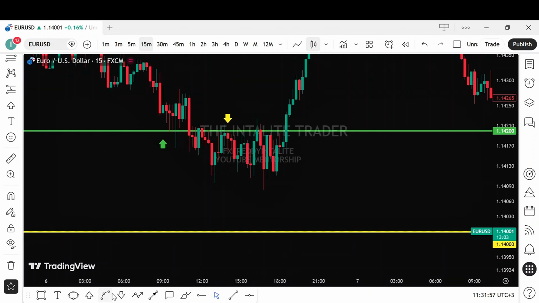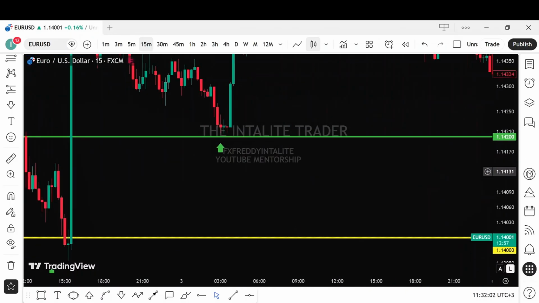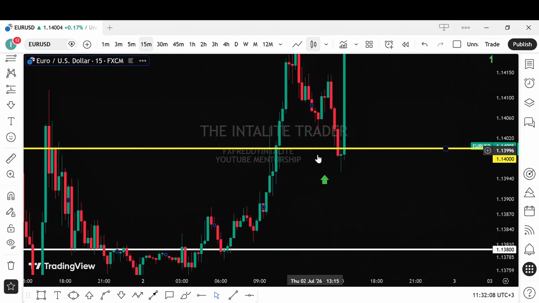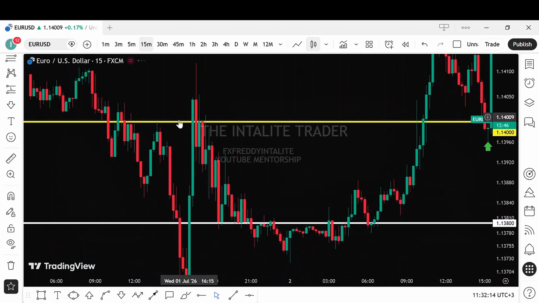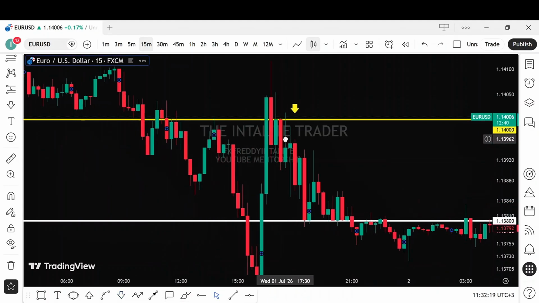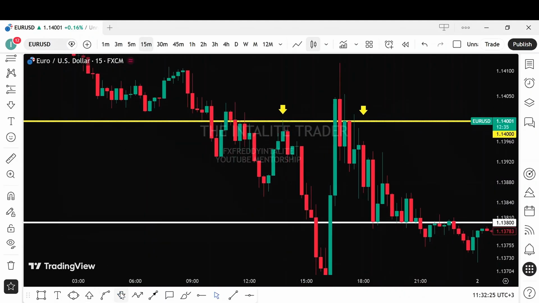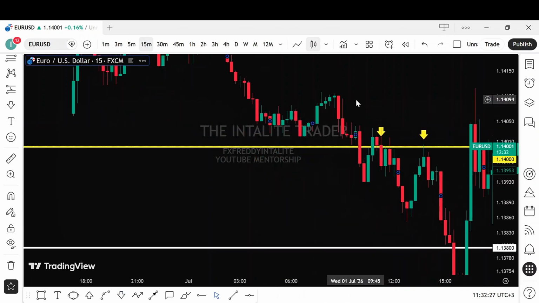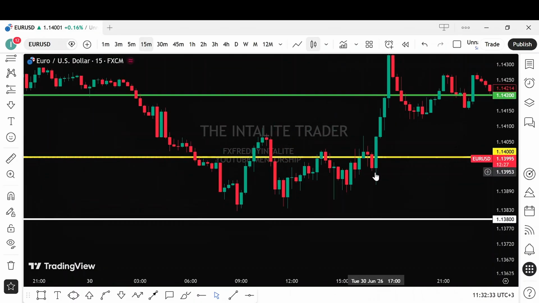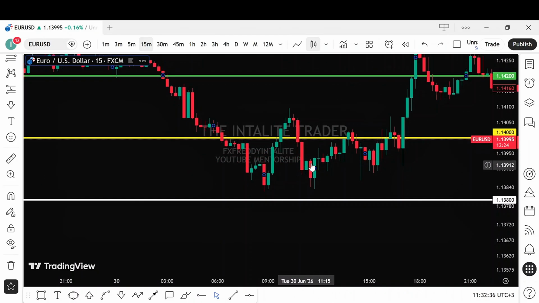Here, see price rejected this one. Wicks, rejection, institutional level. Here you have price traded away. Look at this one here. You have wicks, institutional levels, intraday institutional trading levels. These are intraday trading levels. See this? Rejection.